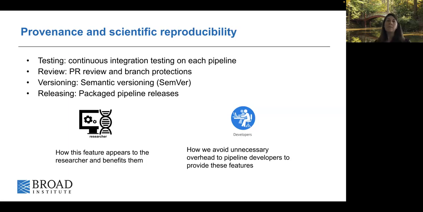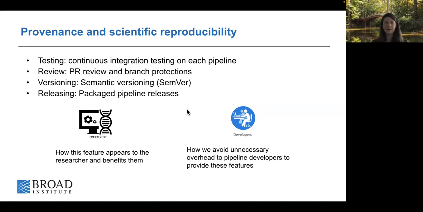pipelines. We use versioning, we use semantic versioning, and I'll go more into the purpose of that and how we use it. And then we do have packaged pipeline releases. So we'll talk about how you can access these pipelines, including in the AnVIL later. All of these features are in place for two reasons. One, to allow researchers to understand how, again, changes to pipelines impact their analysis, and also to help us avoid unnecessary overhead as we're doing pipeline development.